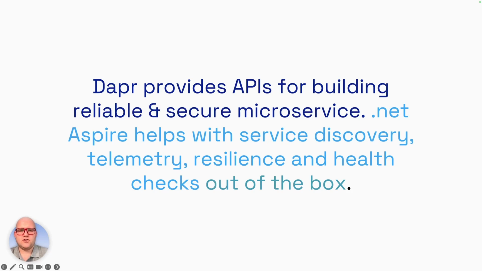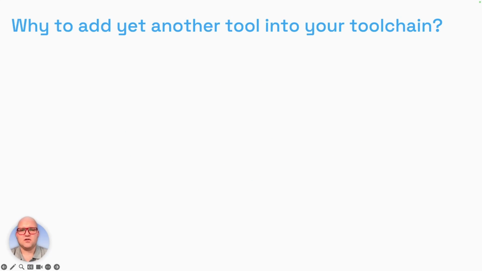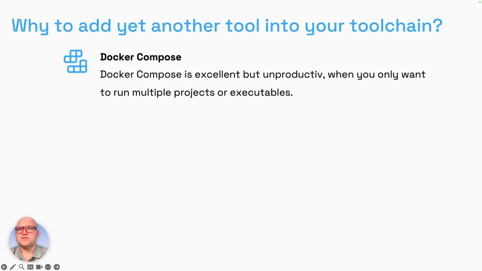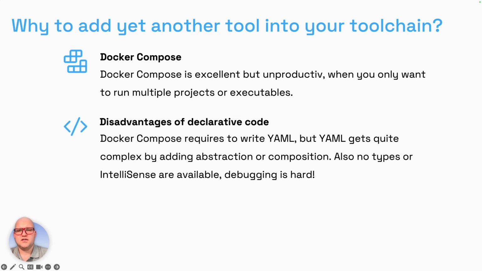So one of the main pain points most of our developers always face is Docker Compose. It's an excellent technology, but it's getting really unproductive when you only want to run multiple projects or executables. You have to do a lot of configuration, and that brings us to the next valid point. One big disadvantage is declarative code at this point.